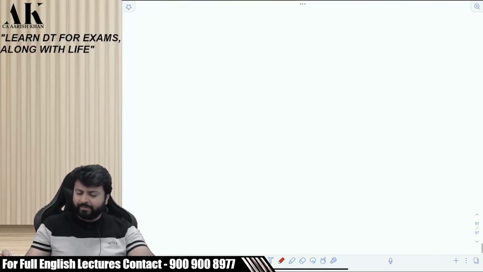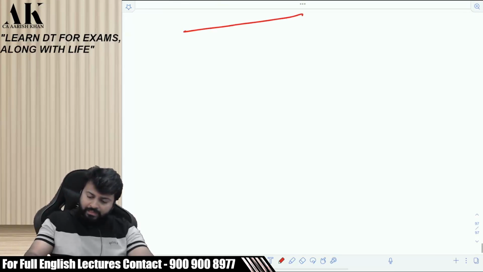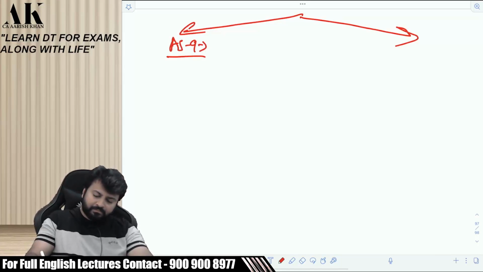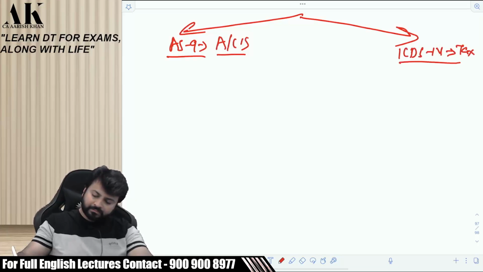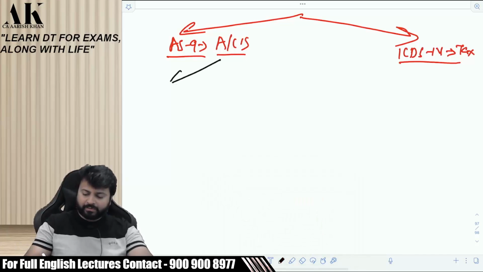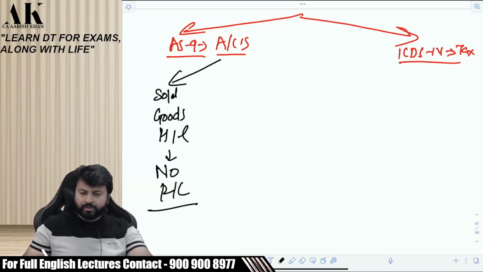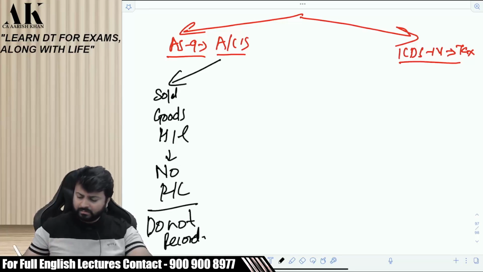Therefore, the department said that we will make our own ICDS. And they made some big changes in ICDS. Listen carefully. AS 9 for accounts, ICDS for tax. What big changes have they made? Listen carefully. If you sold goods of rupees 1 lakh and there is no reasonable certainty in accounts, what will you do? Do not record. Okay?